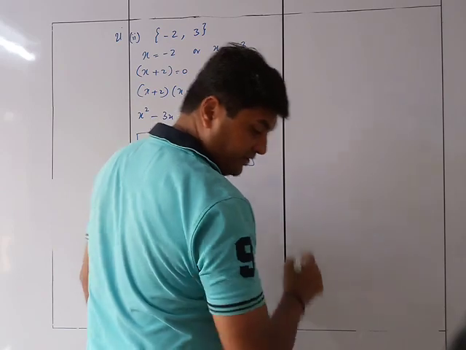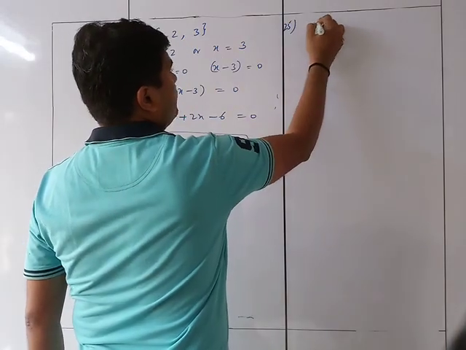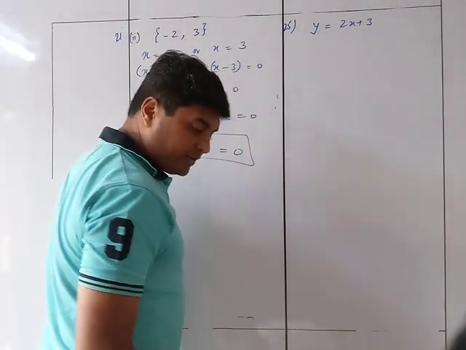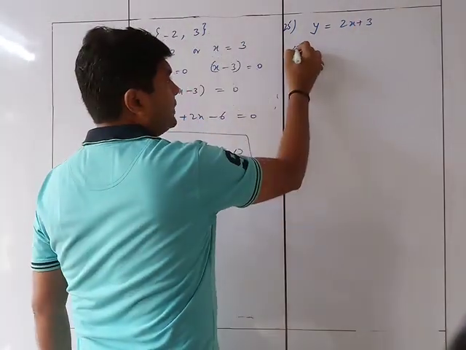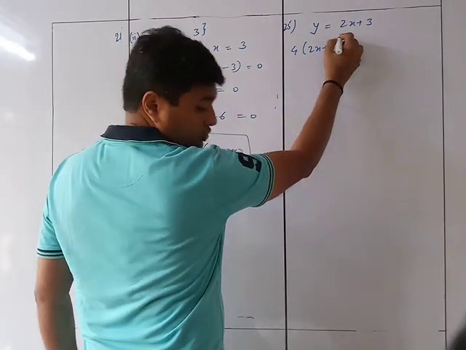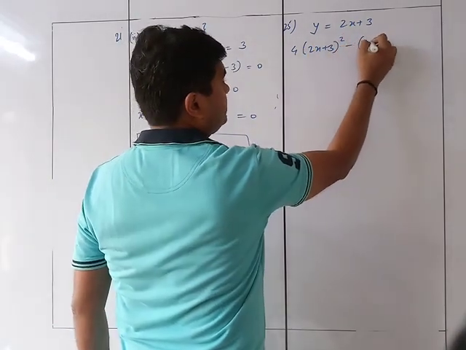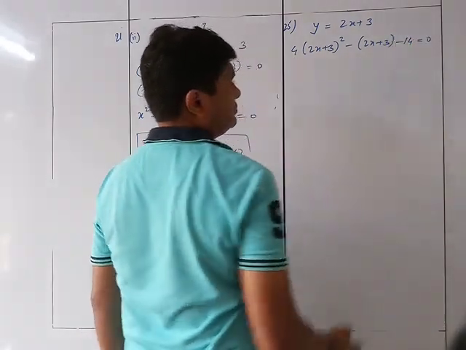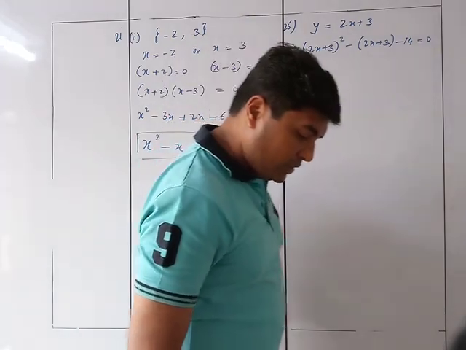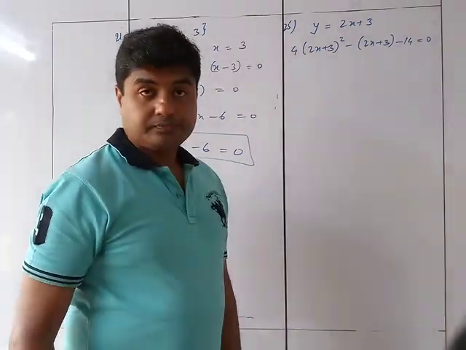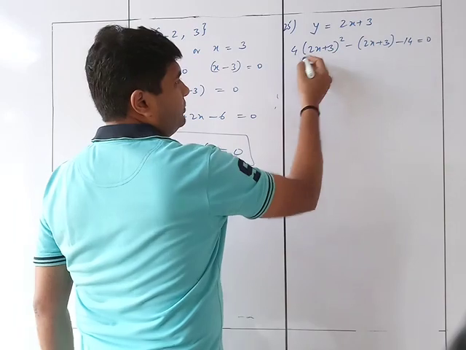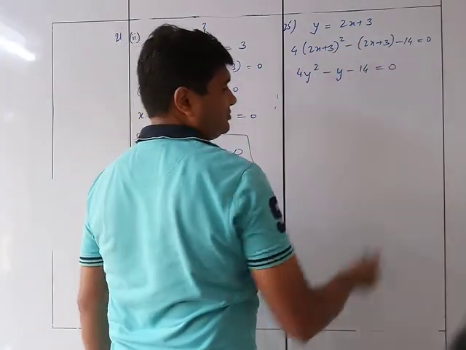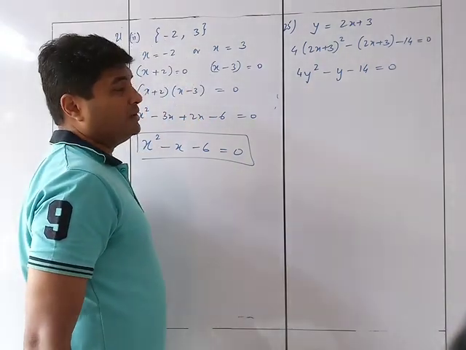Okay, sum number 25. It is given that y is equal to 2x plus 3, and there is one equation: 4 into (2x plus 3) the whole square minus (2x plus 3) minus 14 is equal to 0. You need to solve this and find the value of x. So what will we do? Just substitute. So it will be 4y square minus y minus 14 is equal to 0. That's the simplest part.